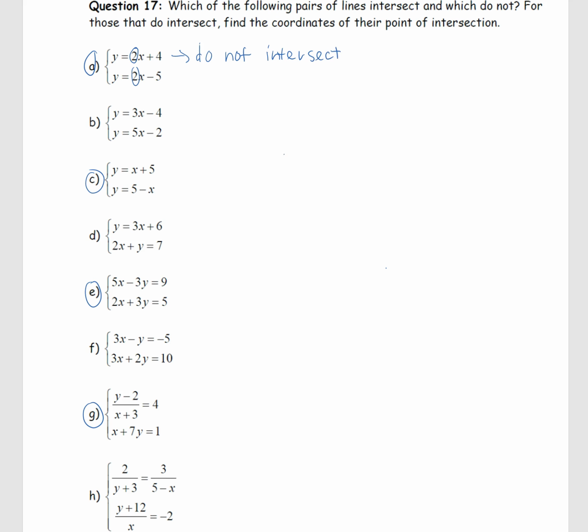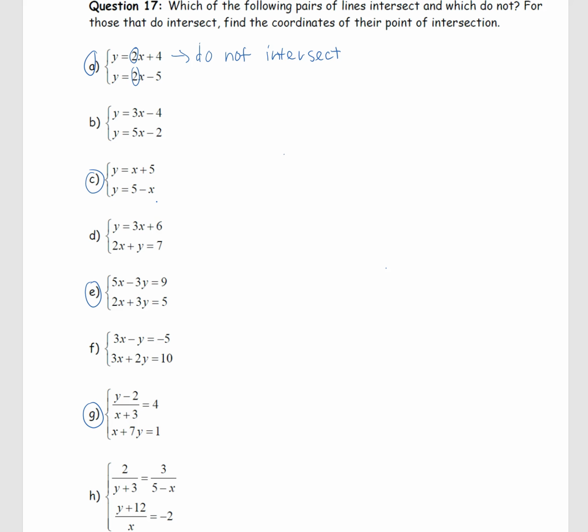So if we look at the rest of these equations, and we look at the coefficients that are on x, we can see if the slopes are the same and whether or not these other equations will intersect. So in question C, in the first equation, we have a positive 1 as a coefficient on x. And for the second equation, we have a negative 1 as a coefficient on x. So these are different coefficients, therefore different slopes. And so these lines aren't parallel and will therefore intersect.